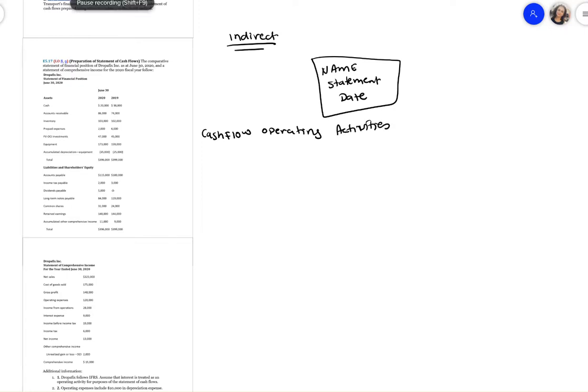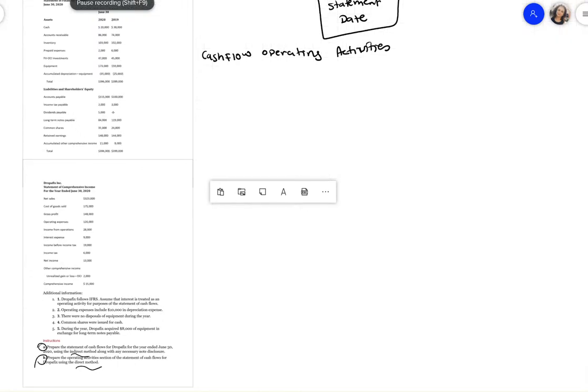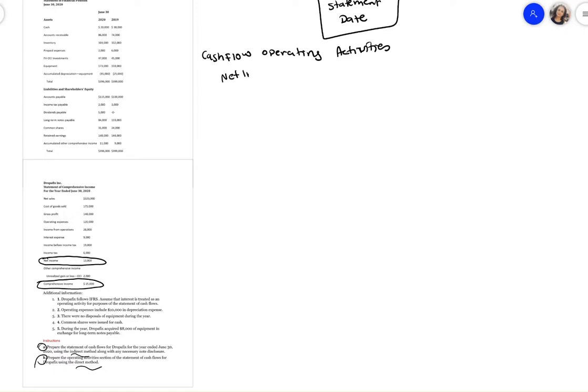And then we are starting with net income. In this case, when we look at it, this seems like an IFRS company. If it's an IFRS company, we have two types of incomes: a net income and a comprehensive income. When we're starting with a cash flow, we always start with the net income.